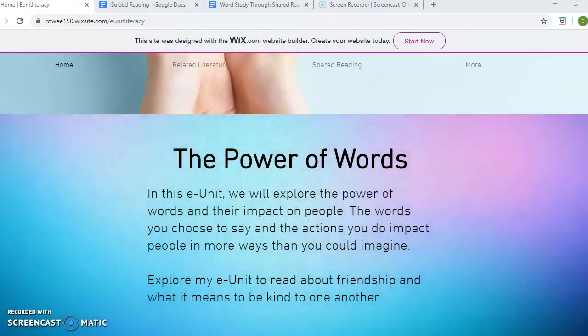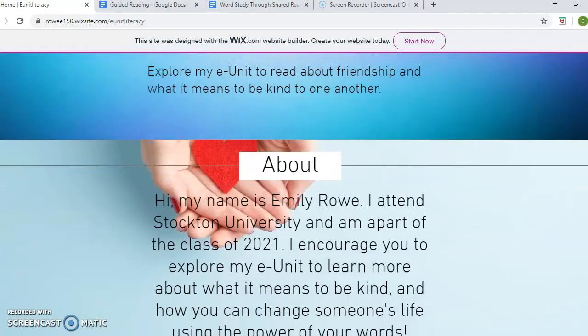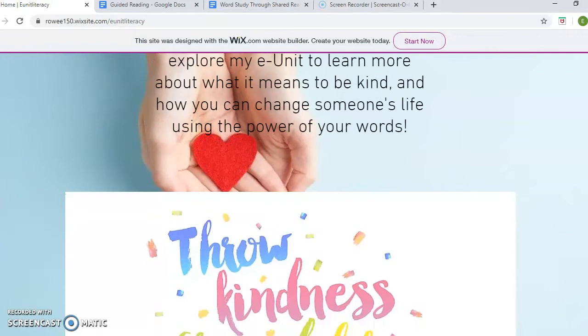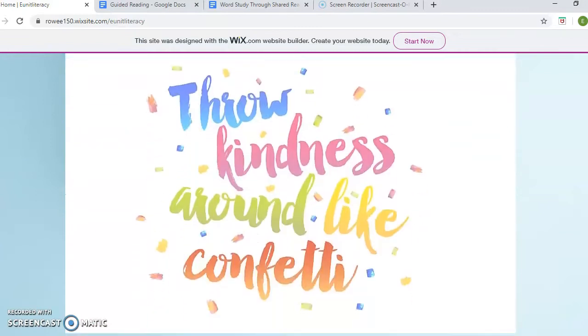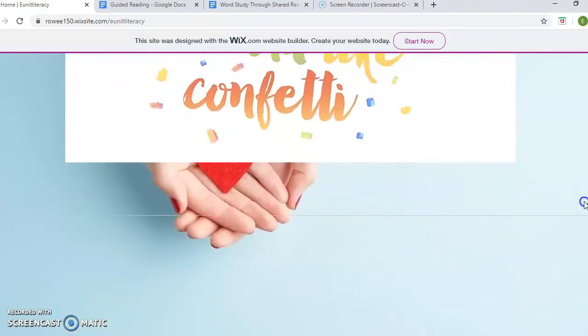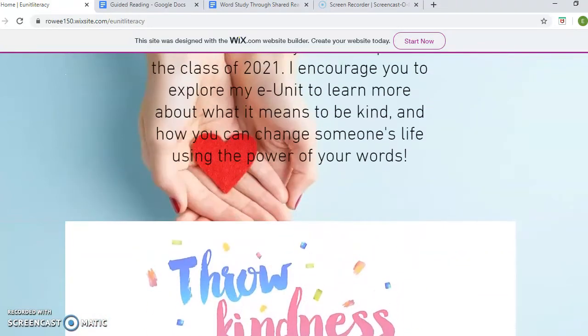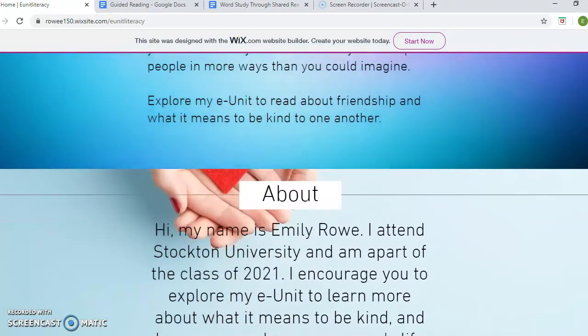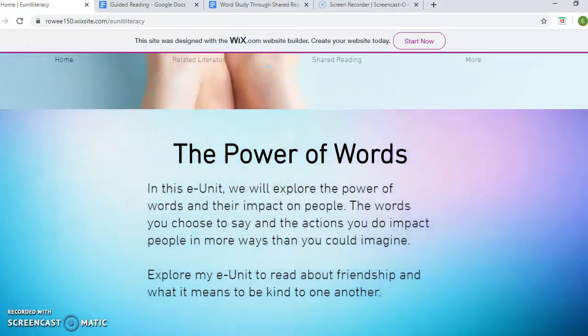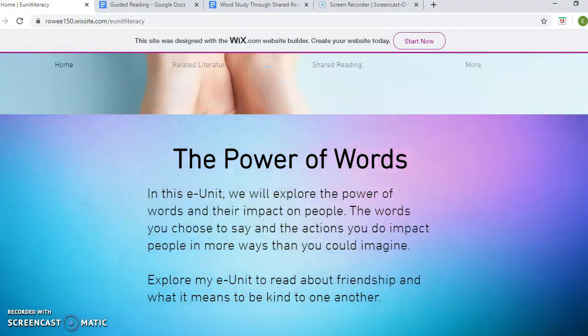My e-unit's theme is the power of words and kindness. I found this theme important because of how crucial it is for children to learn about socio-emotional skills, like how to be kind to one another, the power and effect their words can have, as well as what to do with emotions they are feeling and who to go to.